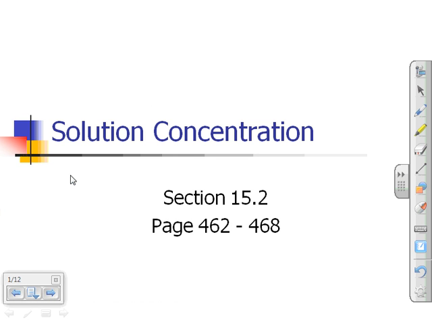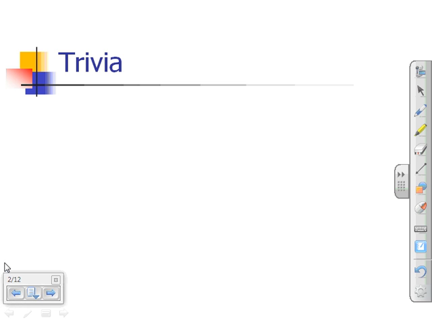Hello, this is the presentation on section 15.2, solution concentration. You'll need a calculator. We're going to be doing a number of calculator problems. You'll also want to have your periodic tables out so you can look up some molar masses.